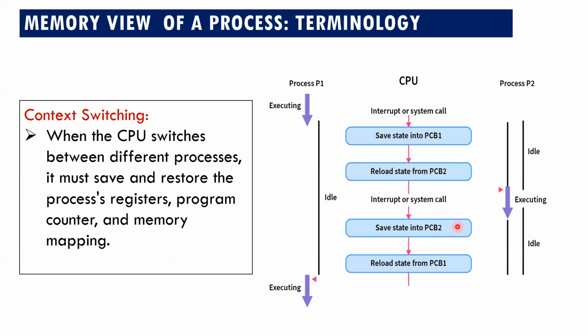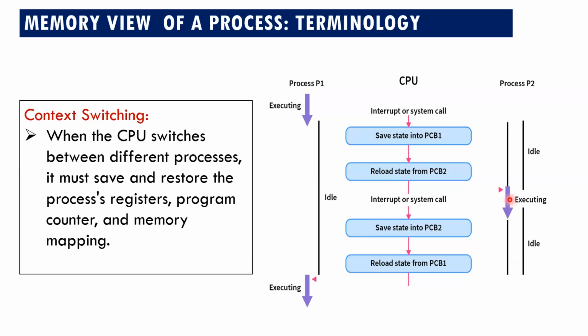So that is illustrated in this diagram. In this case, there are two processes, P1 and P2. Initially, the CPU is executing the process P1. And whenever there is an interrupt, in such a case, the CPU has to save the status into the process control block. That means the state of P1 has to be stored in PCB1 before the CPU switches to another process P2. And then P2 continues to execute.